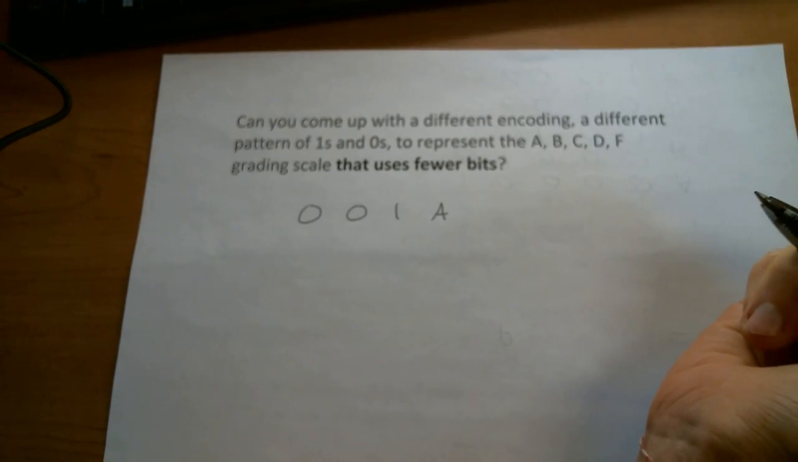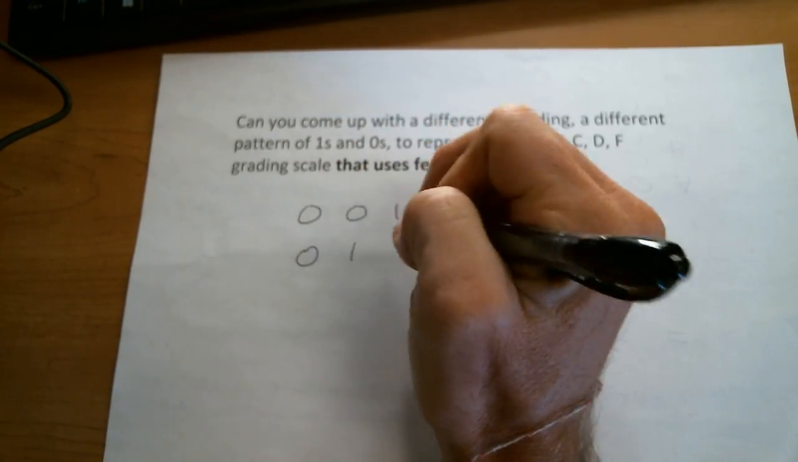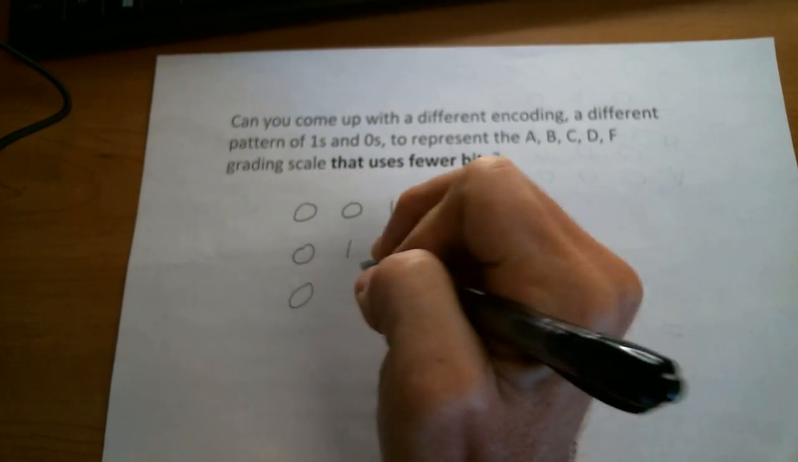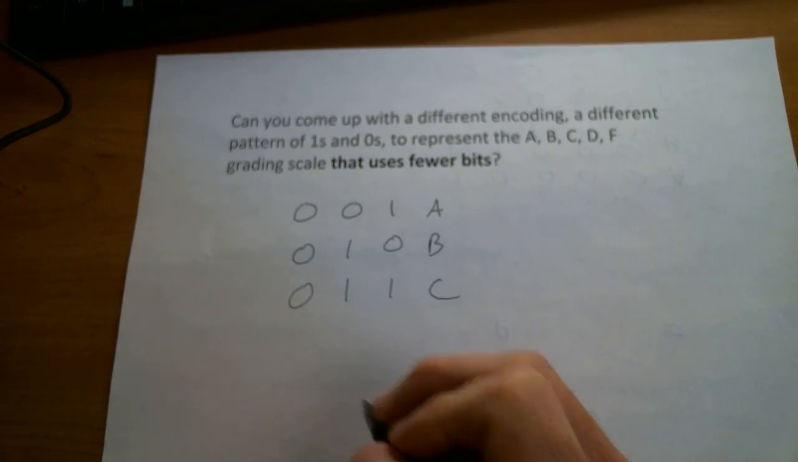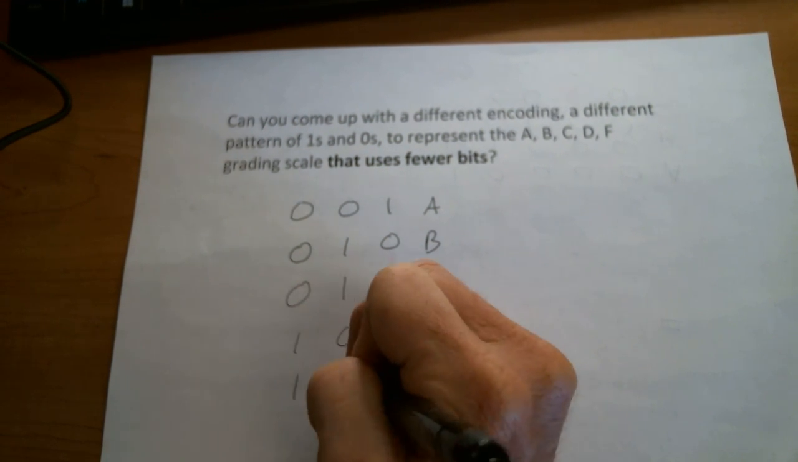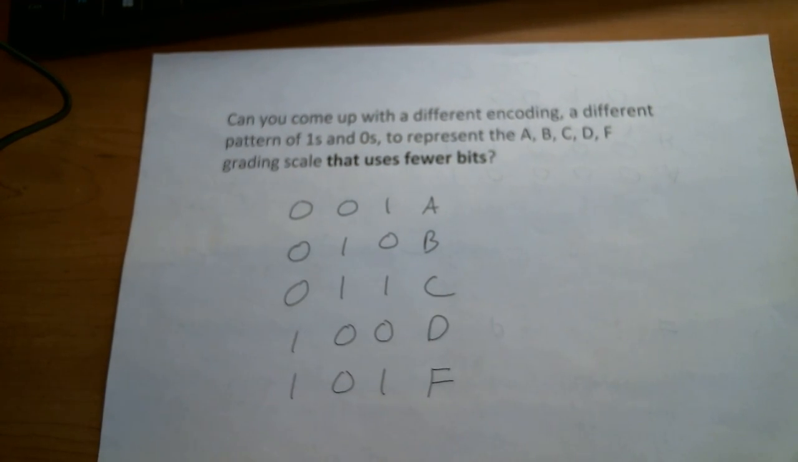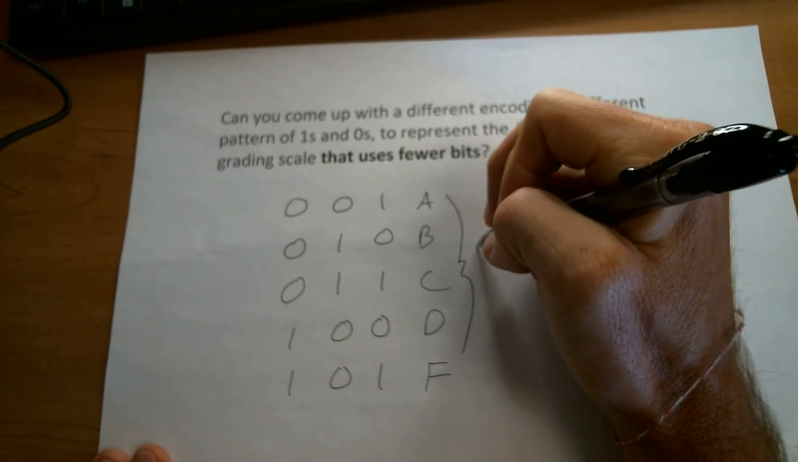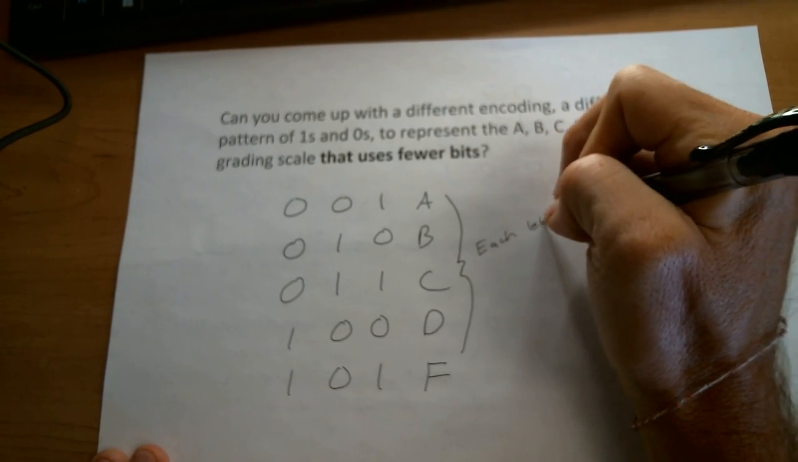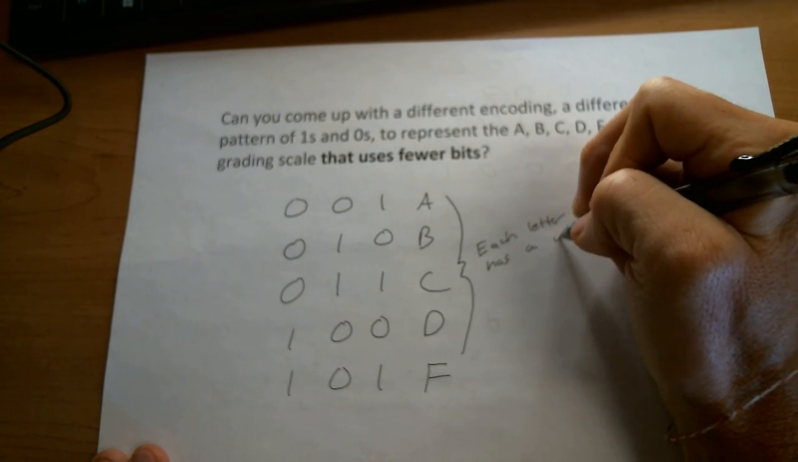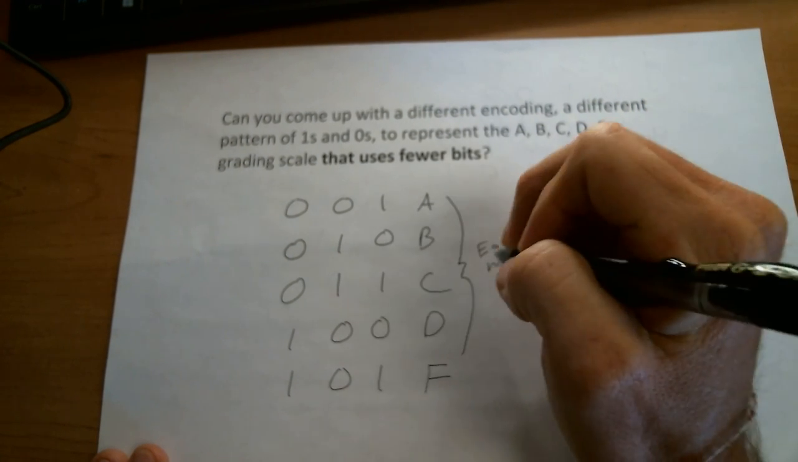So this could represent an A. I could have this represent a B. I could have this represent a C. I could have this represent a D. I could have this represent an F. Now, your ones and zeros might look different than mine. That's fine. But the idea here is that each letter has a unique sequence.